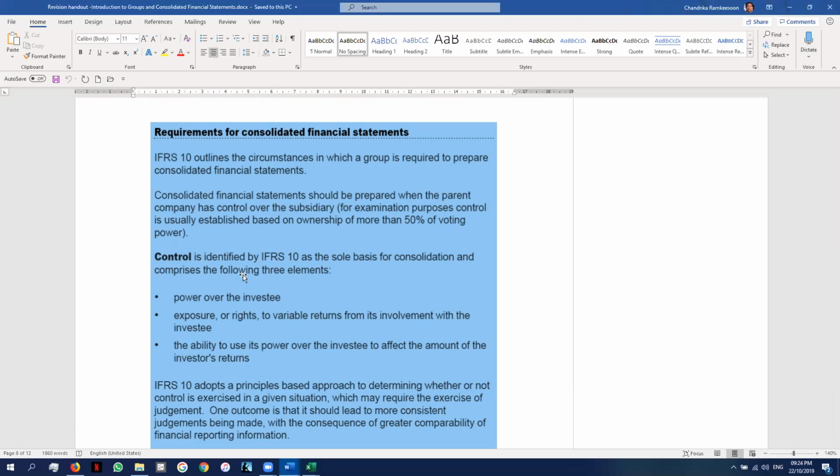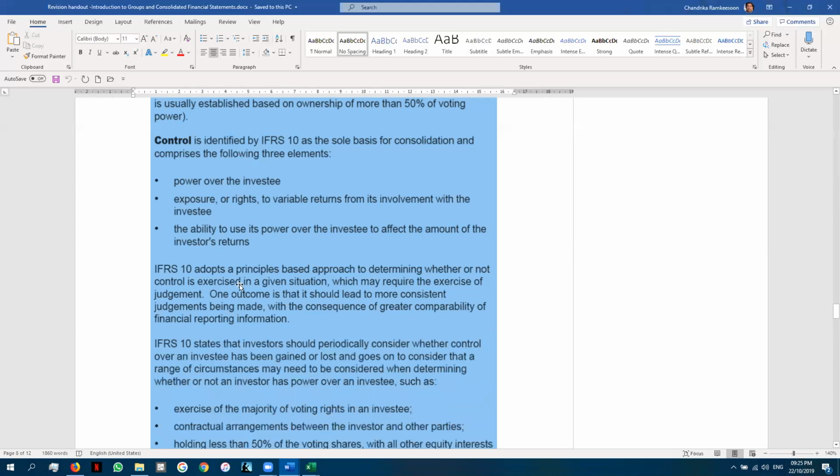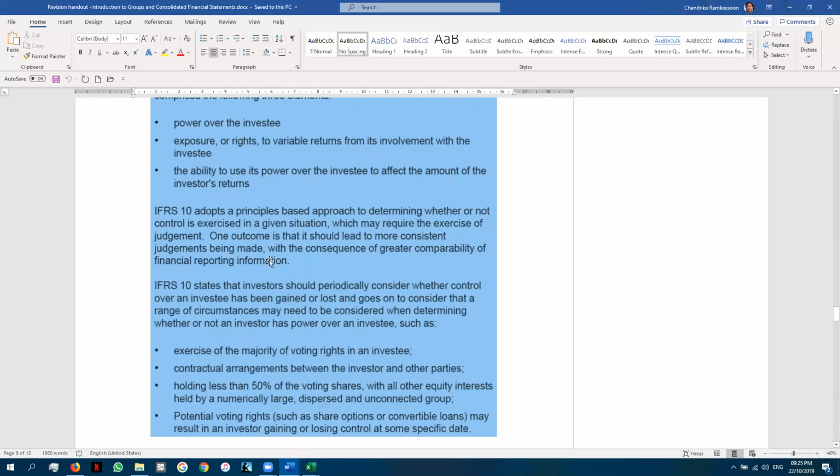Requirements for consolidation. IFRS 10 outlines the circumstances in which a group is required to prepare consolidated financial statements. And generally, it should be prepared when the parent company has control, which is established by more than 50%. And control is identified in the following way. Now, let me just move on a bit and show you something.